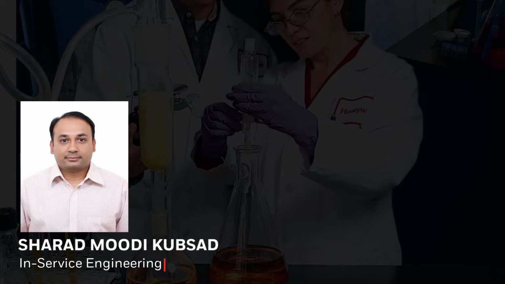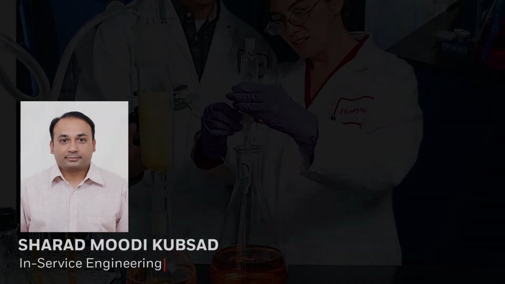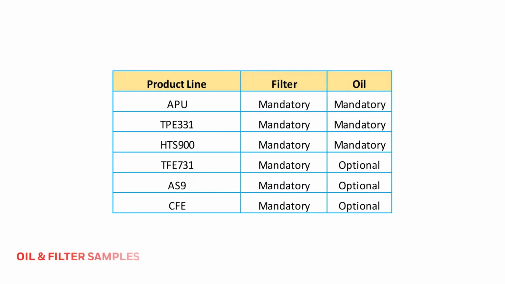This video provides how to fill the customer form for SOAP, that is the Spectrometric Oil and Filter Analysis Program. It is important that operators and customers send both oil and filter with each sample for proper analysis, especially for APU, TPE331 and HTS900 SOAPs. Oil analysis is optional for some engines such as CFE, AS907 and TFE engines. Please check your maintenance manual for additional details.